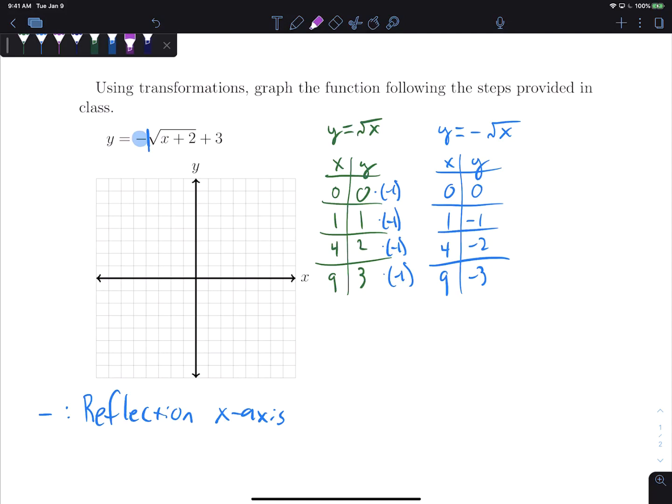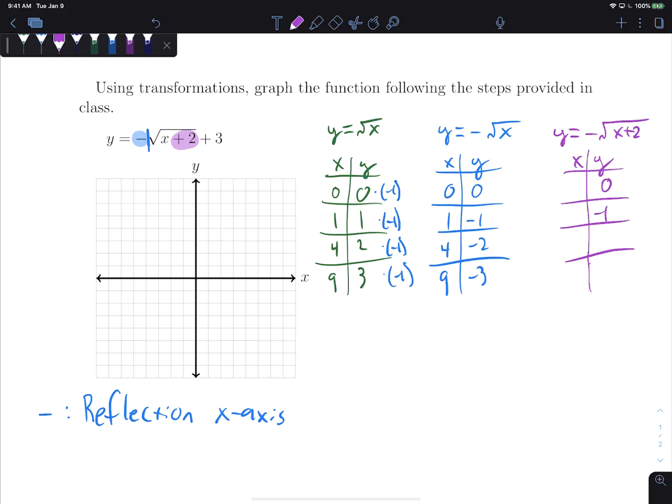Good. Next, let's look at the plus 2 there. So we have y equals negative square root of x plus 2. Notice, again, we get a new table out of this, and we get a new table because, frankly, that plus 2 is inside the radical, and it affects the x values, so all the y values will stay the same as the previous one. So we're going to have 0, negative 1, negative 2, and negative 3.